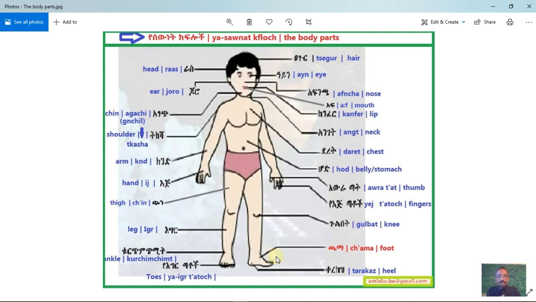And that way, let's say you remembered 60% and you could not remember 40% of these. So you write those 40% of words or body parts and come back and study the video. Okay, that's all about the body parts.